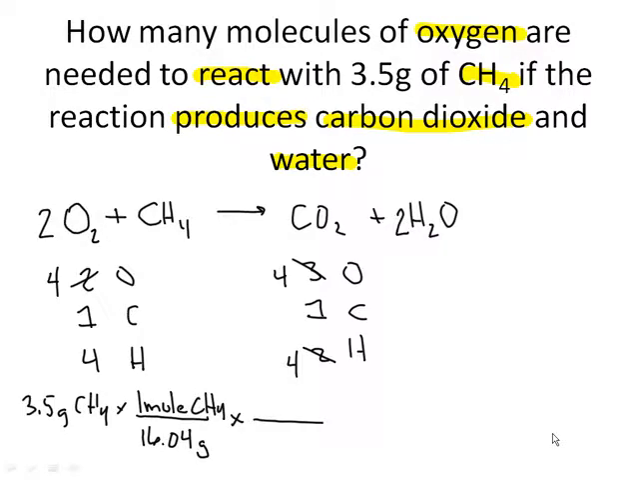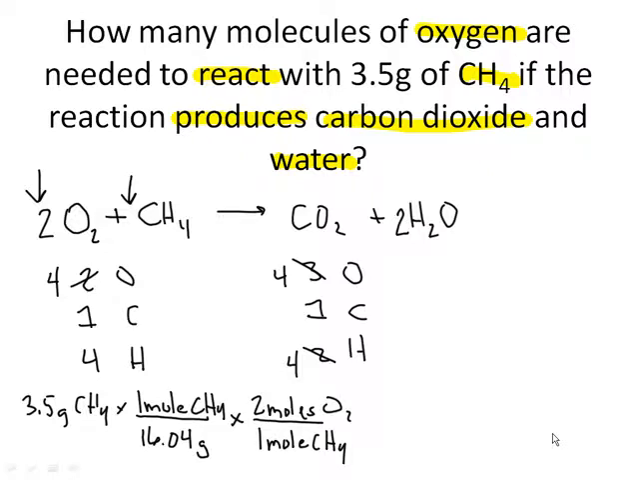Step 3 in my process is to use the mole to mole ratio that I have in my balanced chemical reaction between what I've been given and what I want to go to. So I've been given CH4 and I want to go to oxygen. So I check my coefficients and see that CH4 has a coefficient of 1 and oxygen has a coefficient of 2. So therefore my mole ratio that I'm going to use is 1 mole of CH4 is equal to 2 moles of O2.